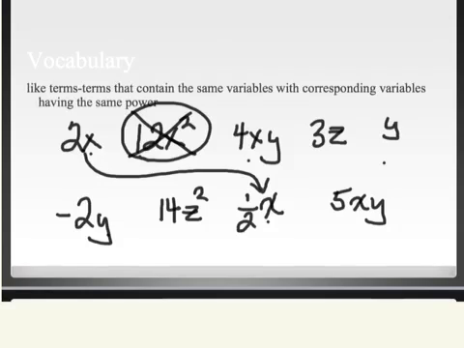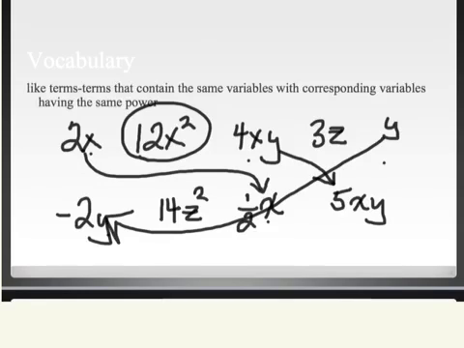I didn't have to cross it out. That was probably unnecessary. A little bit cruel. Sorry, 12x squared. All right, 4xy has a partner here because they share the same variables and to the same power, and y shares the same variable with this negative 2y. So we've matched all of them. z squared does not have a match in 3z because they are not to the same power.